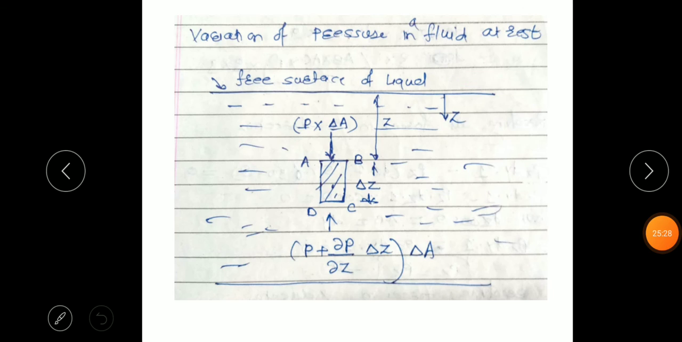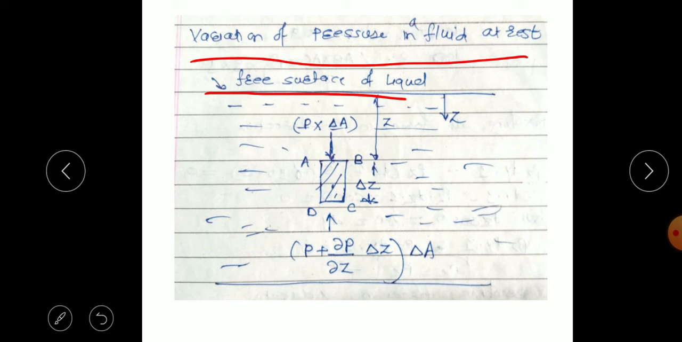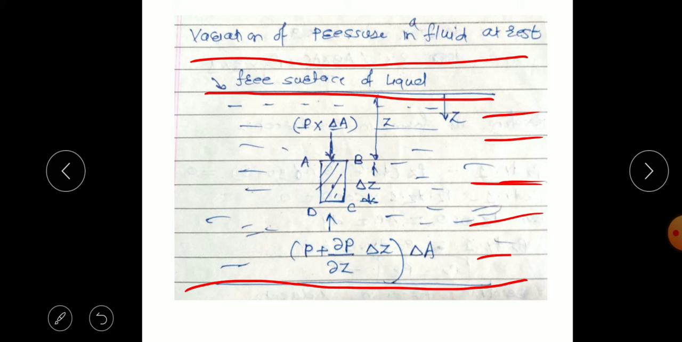Next we see the variation of pressure in a fluid at rest. Consider this the free surface of a liquid, and this the bottom surface of the liquid. We have considered these as the layers of the fluid. One layer rests above another layer, and the fluid is at rest, meaning there is no velocity of the fluid. So only forces are acting on it.